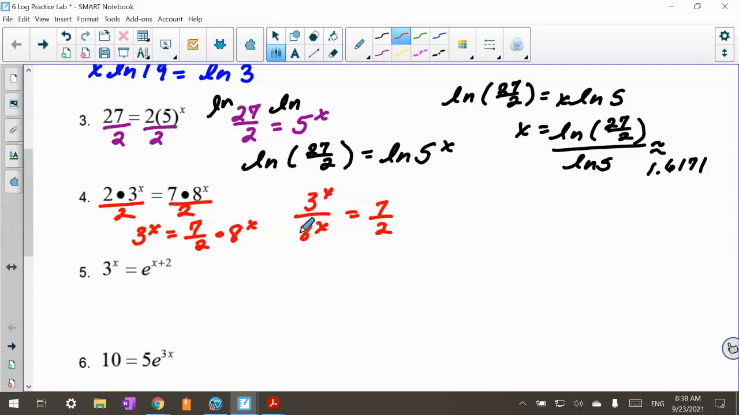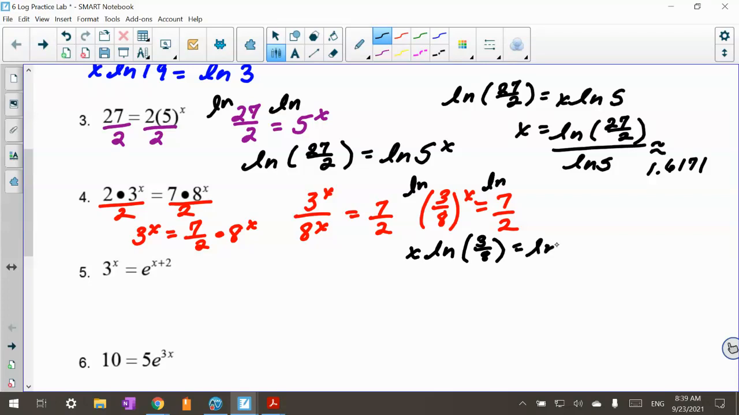And if I have a fraction and they're both raised to the same power, I can write it like this. I can write it as 3 over 8 to the x equals 7 halves. So I haven't done anything with logs. I've just simplified it enough so now I can start natural logging both sides and solve for x. So I have x natural log of 3/8 equals the natural log of 7 over 2, and I'm going to put that in parentheses, and then divide by that. So I have x equals the natural log of 7 over 2 divided by the natural log of 3 over 8.